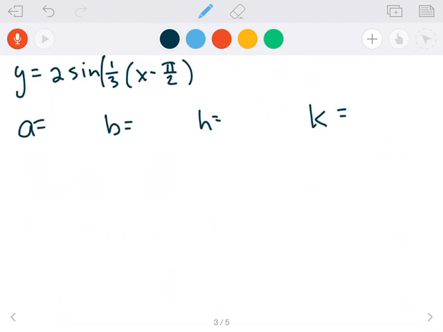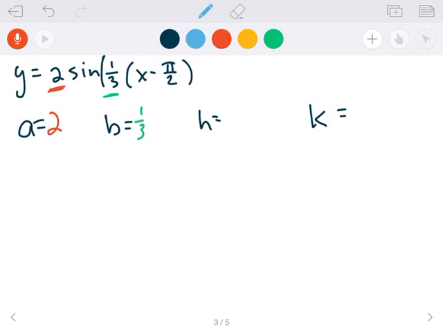And that's a problem that looks like this. Y equals 2 sine the quantity 1/3 times x minus pi over 2. Again, I start by listing the a, b, h, and k values. So let's start with a. 2, b, 1/3.